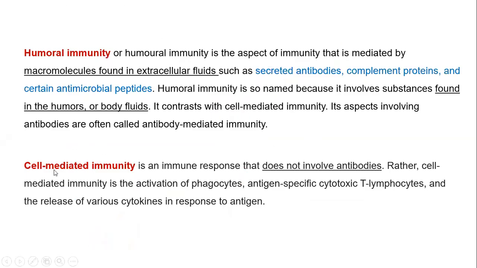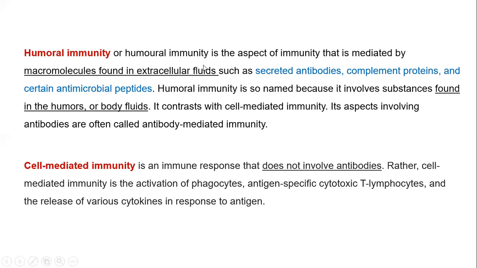Thus, coming back to acquired immunity, there are two types of acquired immunity based on the molecules or chemicals involved, for example, antibodies or cytokines. So we talk about humoral and cell mediated immunity, two kinds of acquired immunity.